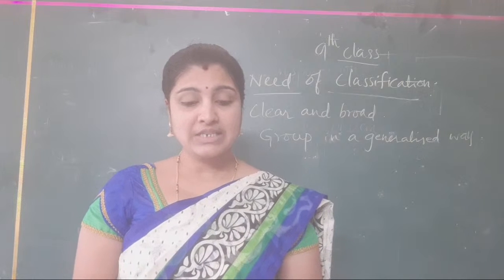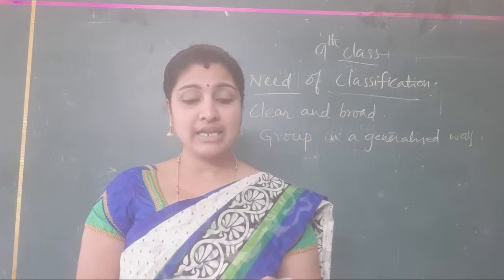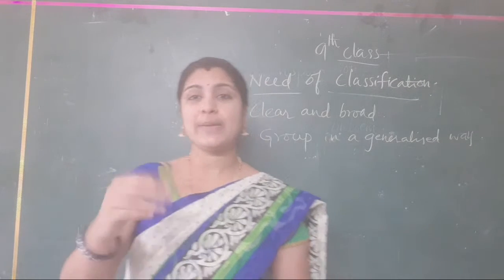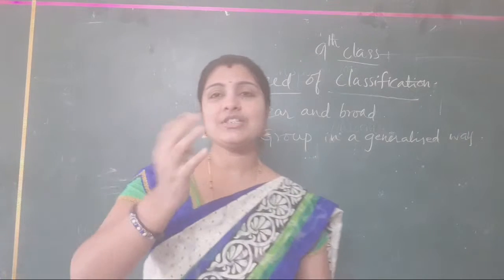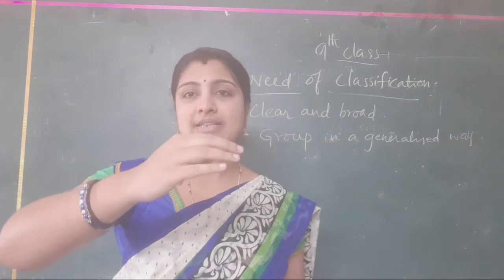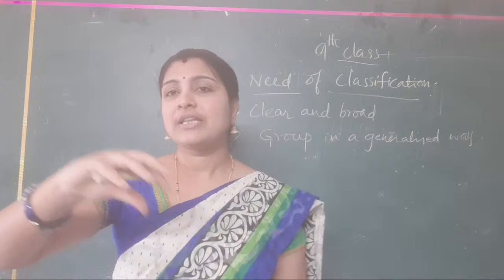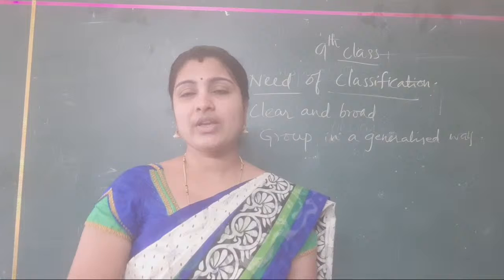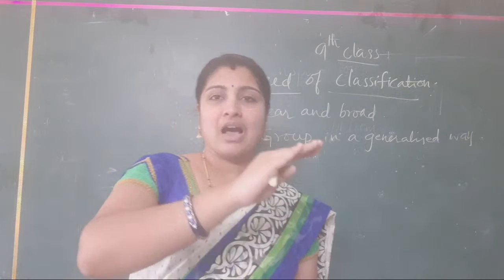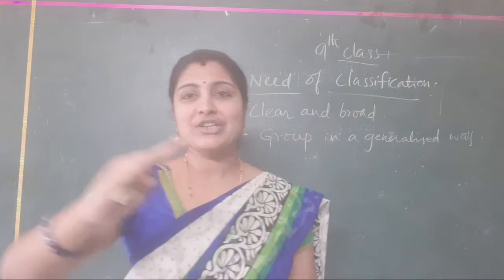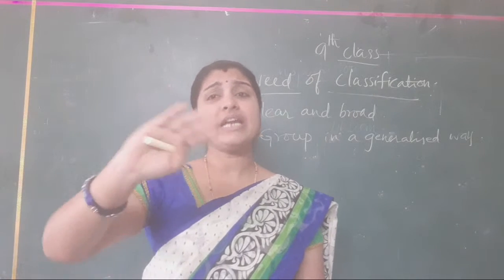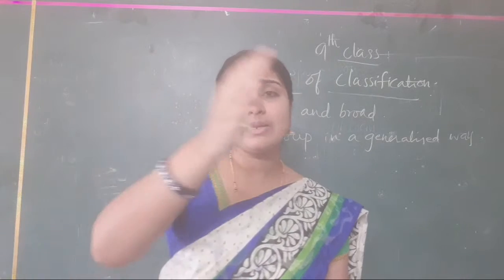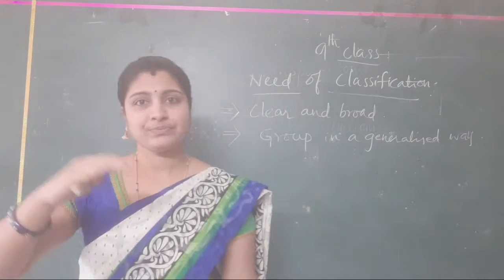Next one, it helps in understanding the relationship among the organisms and their interdependence. Relationship means what? The plants are autotrophs. They will provide food for the animals, which are heterotrophs. So the relation between one classification and the other and their interdependence means plants will depend on animals, animals will depend on plants, like this.